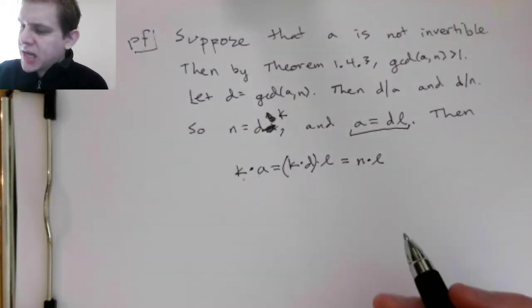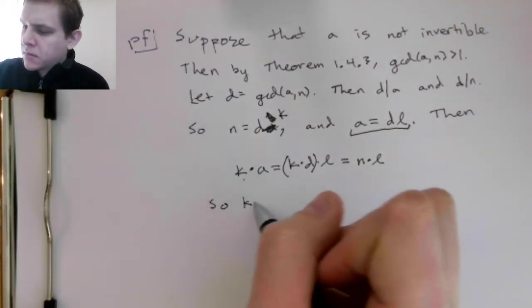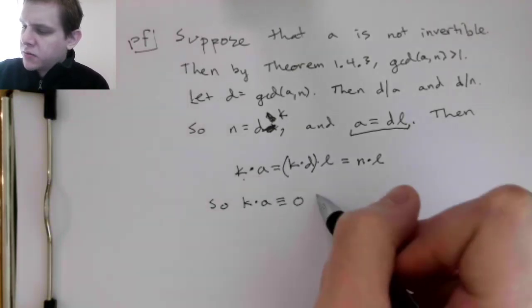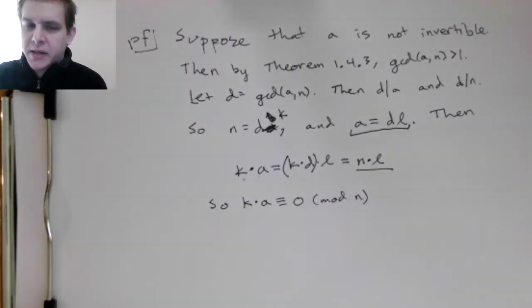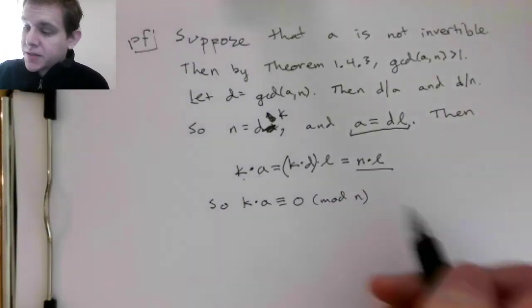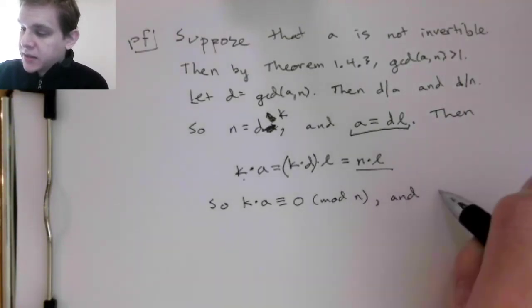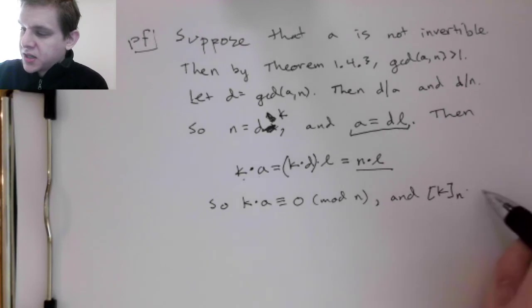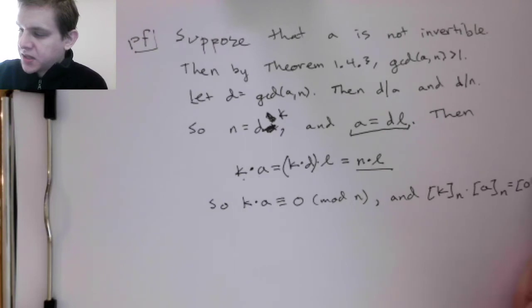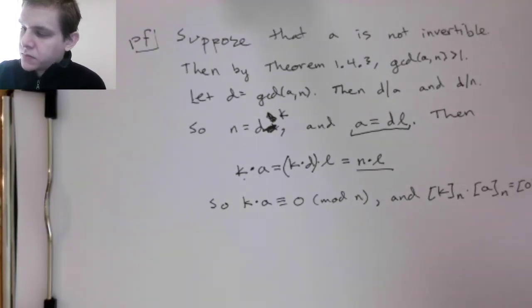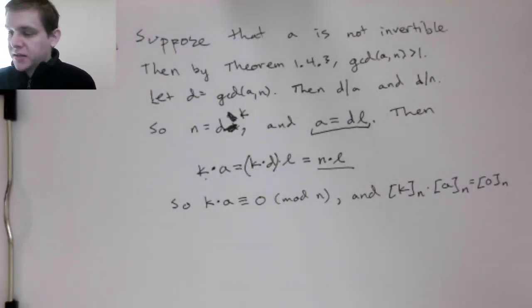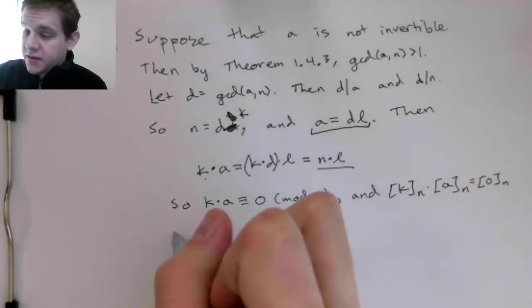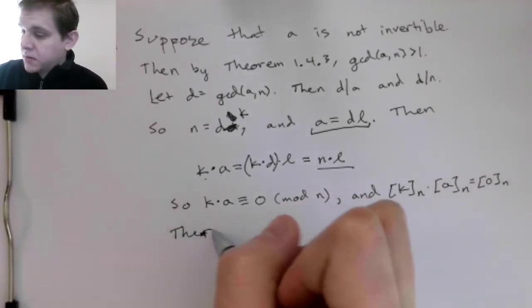But that means that K times A is congruent to 0 mod n, because any multiple of n represents the 0 class in Zn. So k times a is congruent to 0, and the equivalence class of k times the equivalence class of a is just the equivalence class of 0. And this means that k is a zero divisor, or a is a zero divisor. Both k and a are zero divisors, in fact.